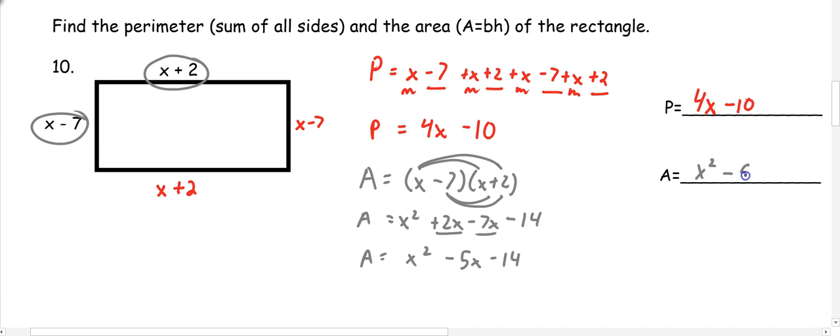which is my area. So remember, for perimeter, you have to use all 4 sides, but for area, you only use the 2 different side lengths and multiply them together.